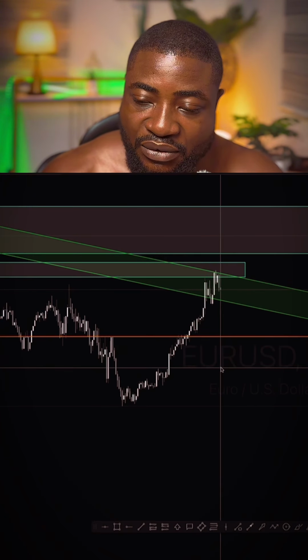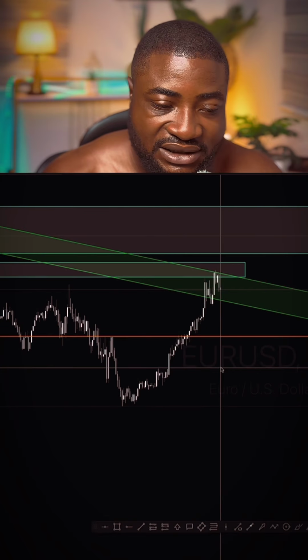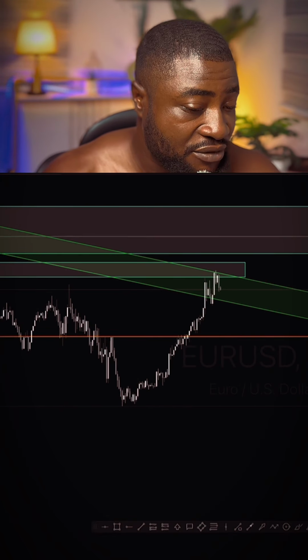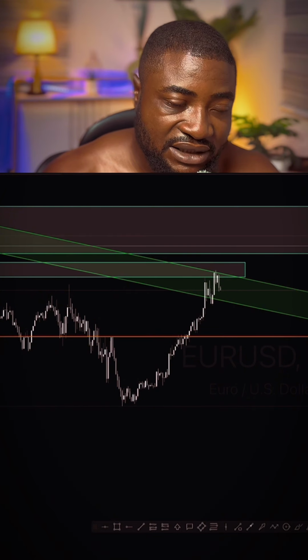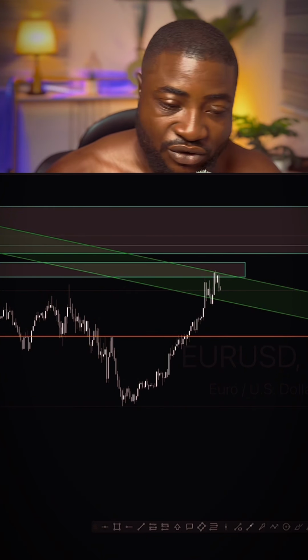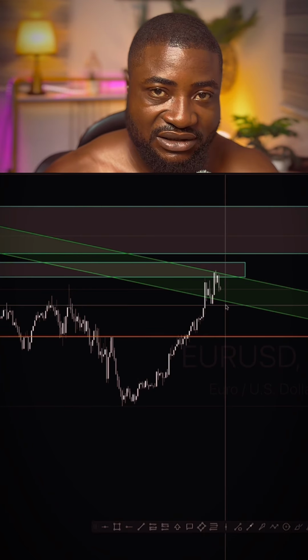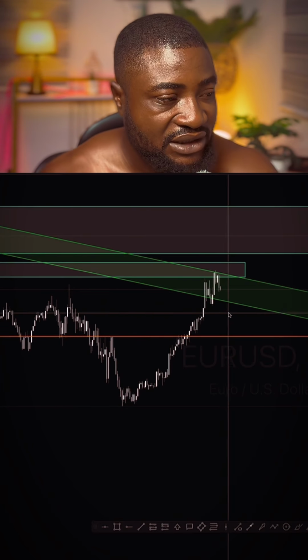That is at 1.13296. So it's most likely for market to get to this zone and then reverse to continue to buy. Don't forget, market is bullish. So we're only taking advantage of what the market is doing currently. So this is scalping that we are doing. Make sure you understand.